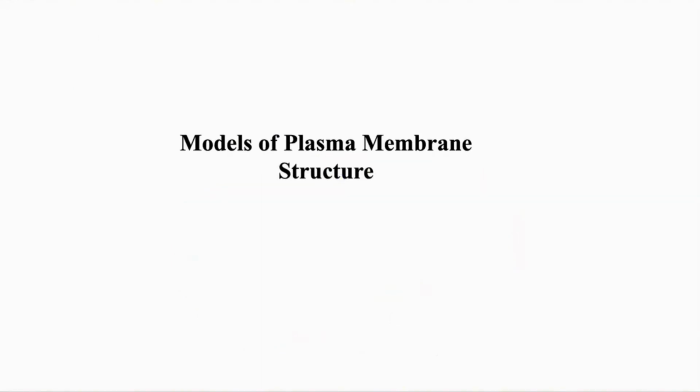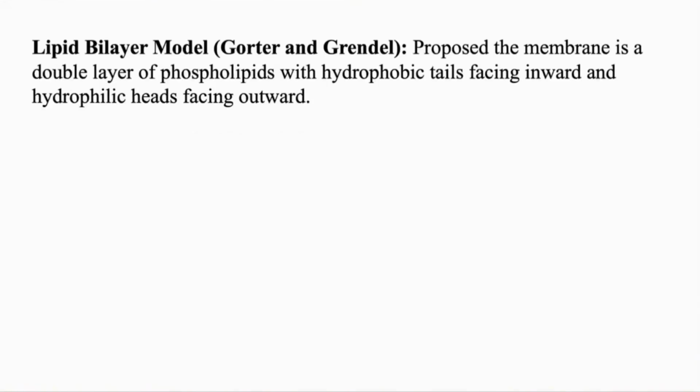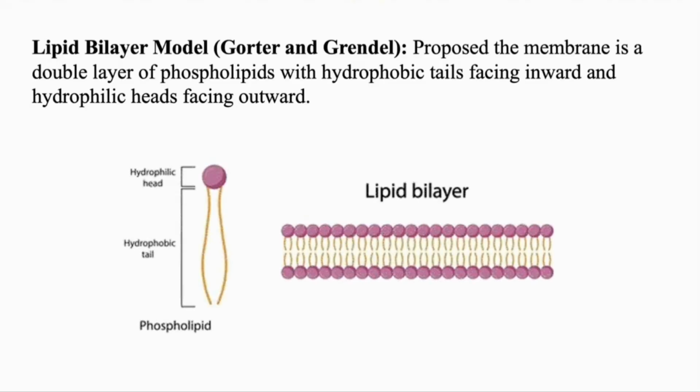So there are various models that have been proposed to explain the structure of the plasma membrane in detail. So we can look into the models one by one. The first one is the lipid bilayer model. This model was proposed by the scientists Gorter and Grendel. They said that the membrane is a double layer of phospholipids with hydrophobic tails facing inward and hydrophilic heads facing outward. So in this picture you can clearly see the phospholipid bilayer and their arrangements.